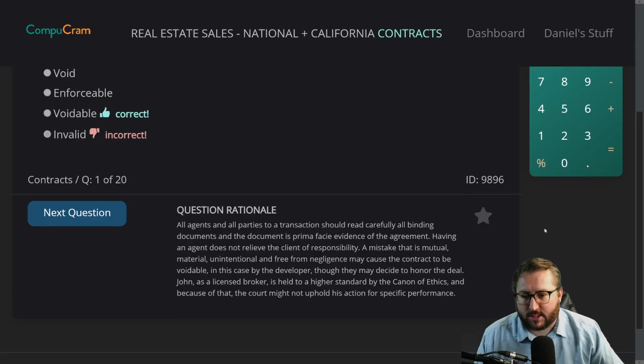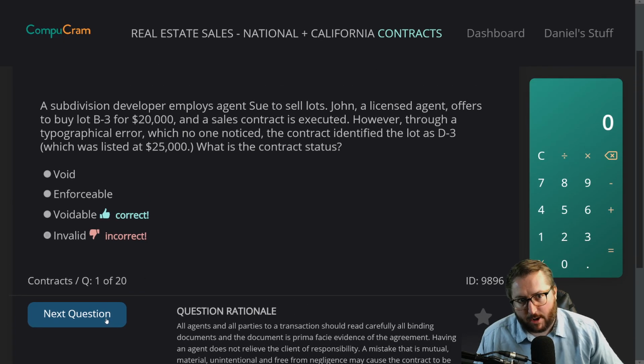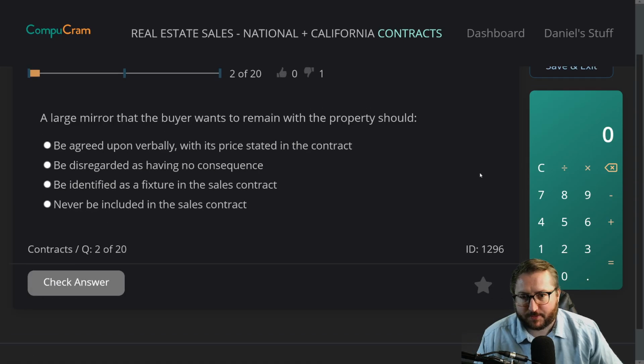Question rationale. All agents and all parties to a transaction should read carefully all binding documents, and the document is prima facie evidence of the agreement. Having an agent does not relieve the client of responsibility. A mistake that is mutual, material, unintentional, and free from negligence may cause the contract to be voidable, in this case by the developer, though they may decide to honor the deal. John, as a licensed broker, is held to a higher standard by the canon of ethics, and because of that, the court might not uphold his action for specific performance. All right, we're starting off contracts 0 for 1.